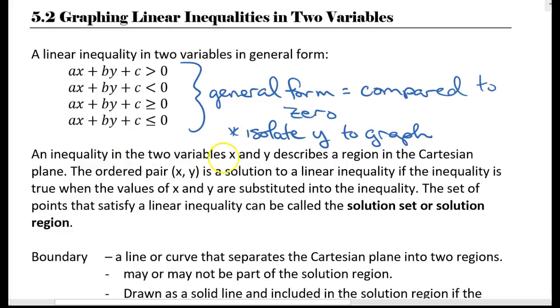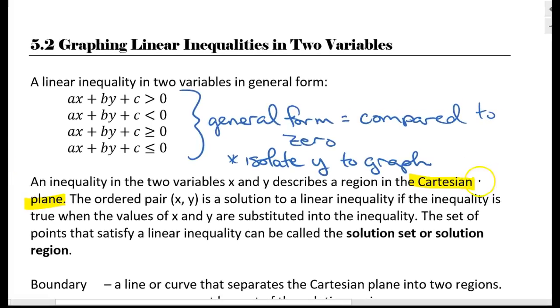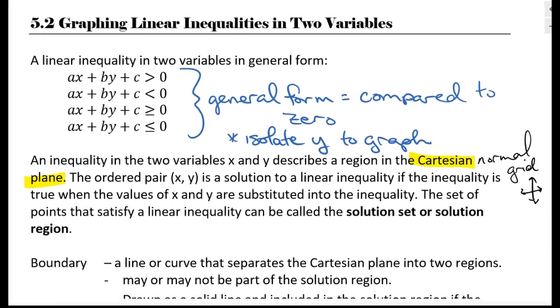Okay, an inequality in two variables, x and y, describes a region in the Cartesian plane, aka our normal grid. Cartesian plane is referring to our normal grid. So that's this guy here. The ordered pair x and y is a solution to a linear inequality if the inequality is true.